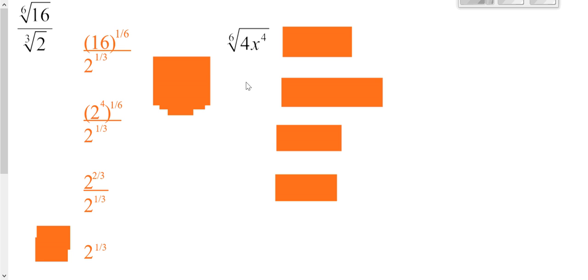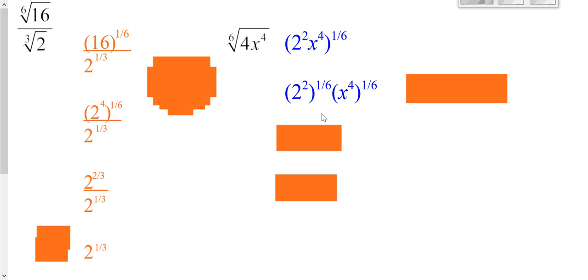Over here, you might be thinking there's nothing we can do to simplify this because 4 is only a 2 squared, and this is an x to the 4th. Your 2 squared and your x to the 4th are both smaller powers than your index of 6. However, we can use fractional exponents to help us out. Now we have exponents raised to exponents. We can go ahead and multiply our exponents.